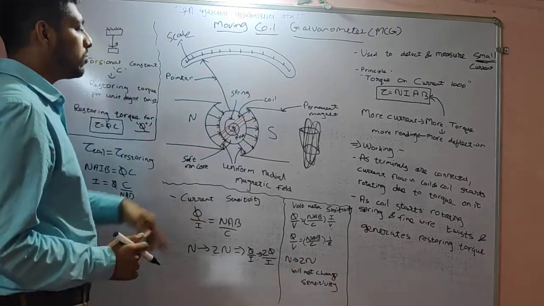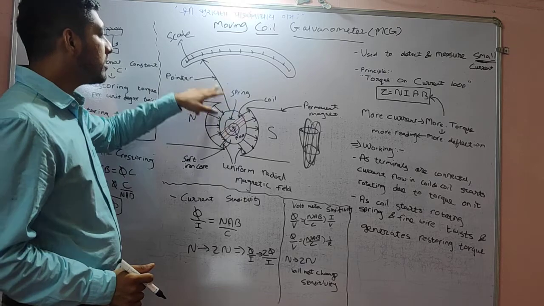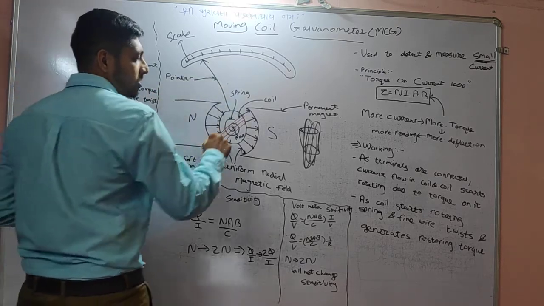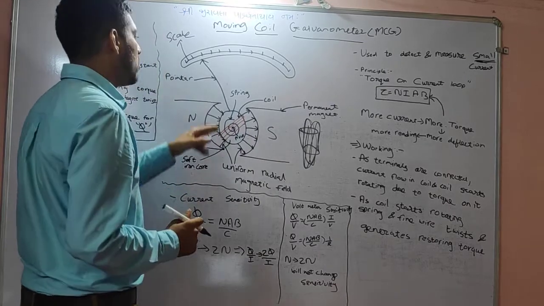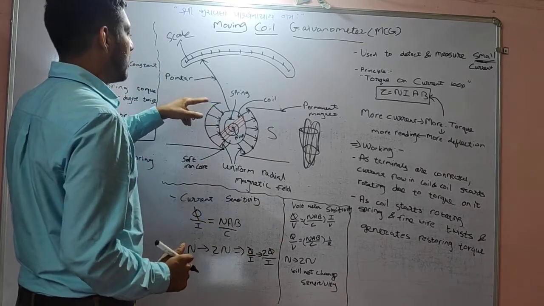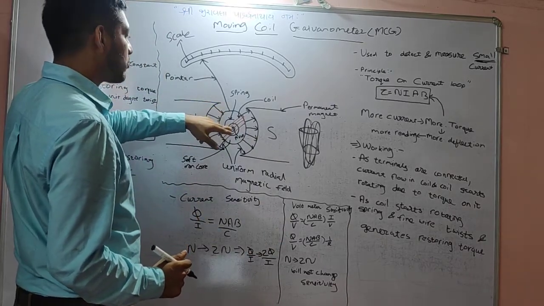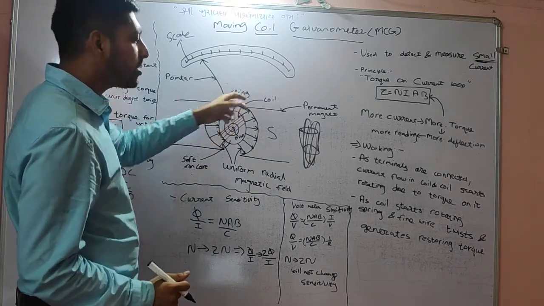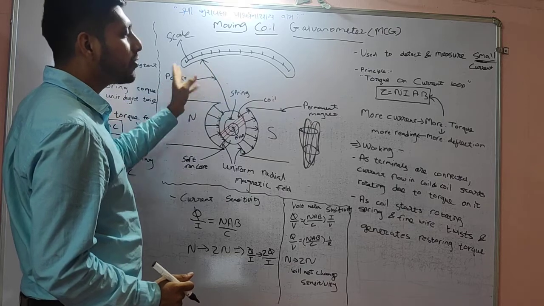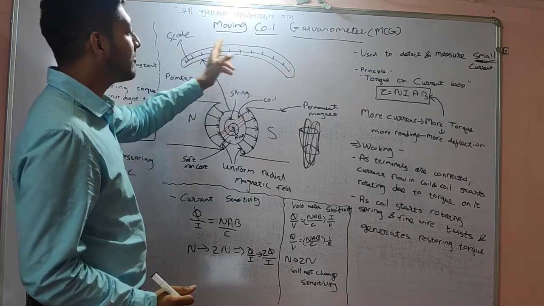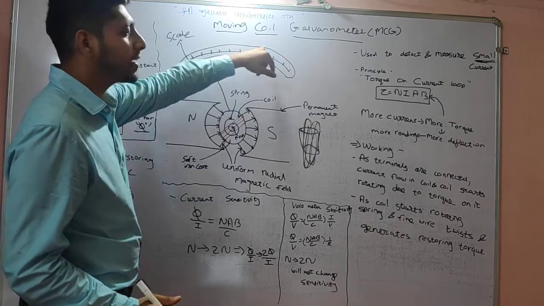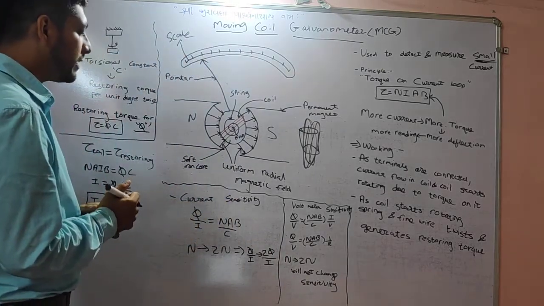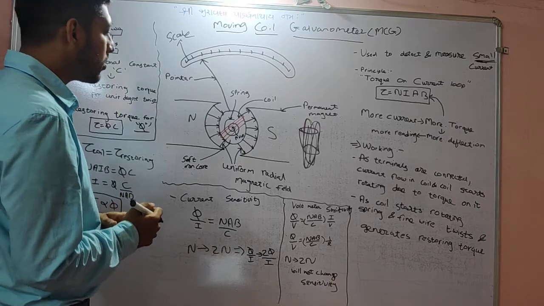Now attached with this soft iron core is the pointer. As the torque acts on this winding coil, the iron core rotates, and this rotation rotates the pointer, and when it rotates the pointer, we can see the deflection over here, and this is your scale. So that's it about the main construction part. I hope you have understood it.